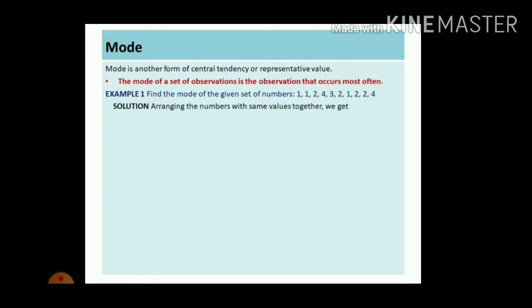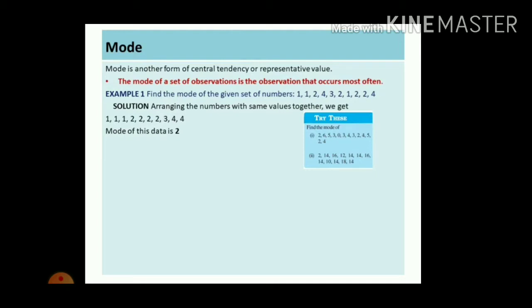So firstly, the first step that you have to do is arrange the data in ascending order or descending order. And then the mode of the data: number 2 is repeating almost 4 times. So the mode of this data will be 2.